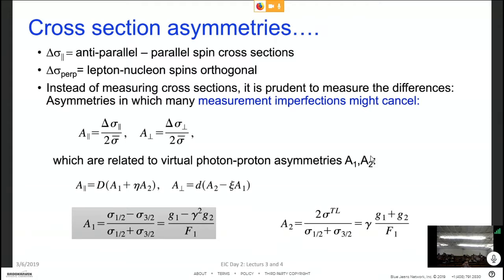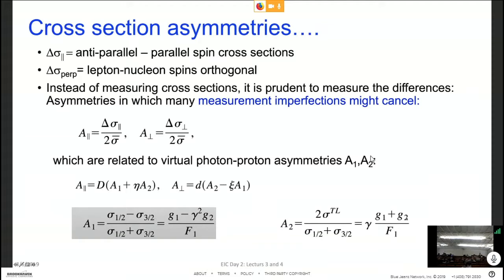And then you can go down and create these A parallel and A perpendicular asymmetries. Then they get involved with A1, which is G1 over F1, and gamma times A2, which involves gamma squared times G2, where gamma is a small number, gamma squared is a very small number, G2 is a small number, so we can ignore it safely for most practical purposes. And A2, if you want to not ignore it, then you can make a very precise measurement of the deep inelastic scattering and see how different it is from G1 over F1, which you measure in this case, and estimate what G2 is going to be. So that's the method we use.